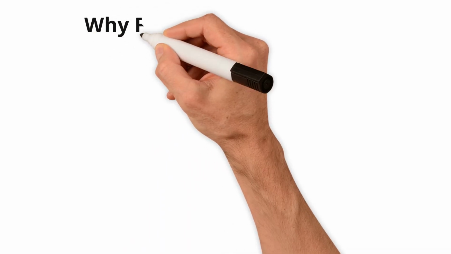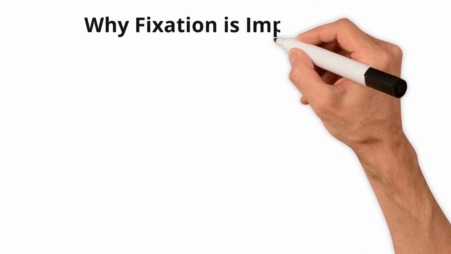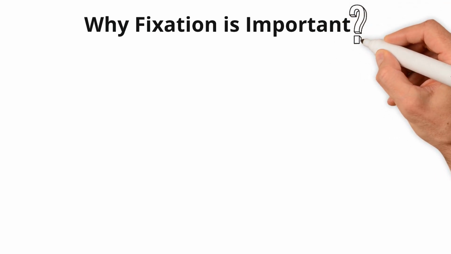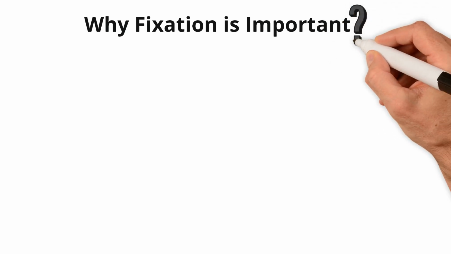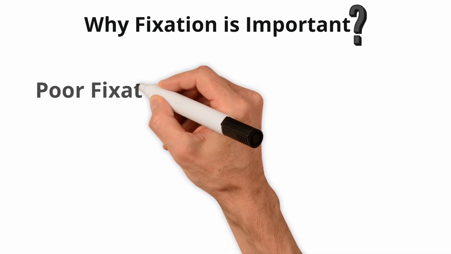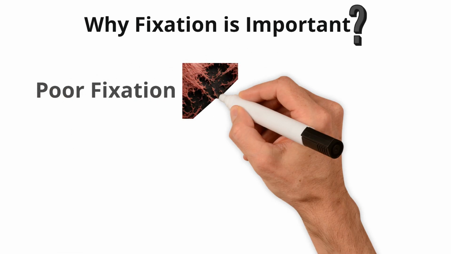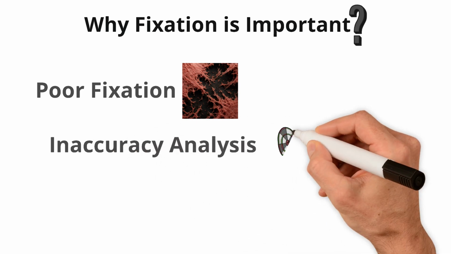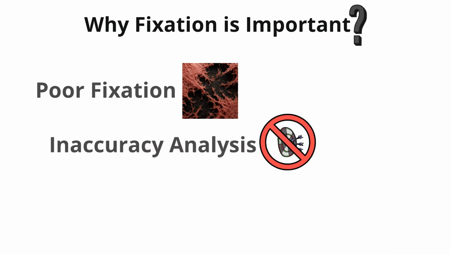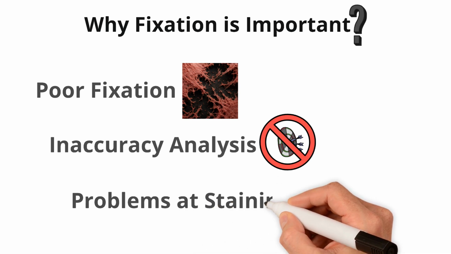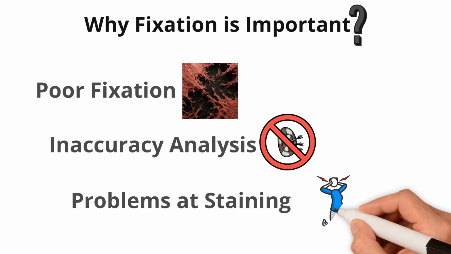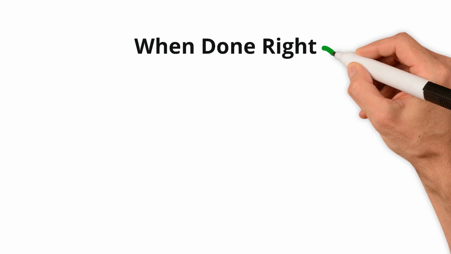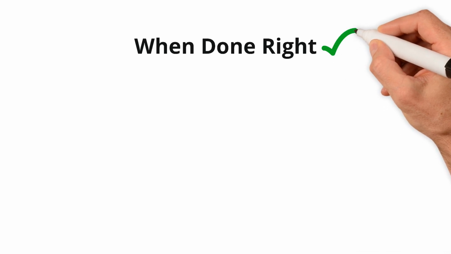Why fixation is so important, you may ask. After talking a little bit about the theory, fixation is considered again the most important step in histology, because poor fixation can cause tissue to break, inaccurate microscopic analysis, problems at staining, and so much more. This is like a domino effect. One wrong step and this could put the patient at risk.